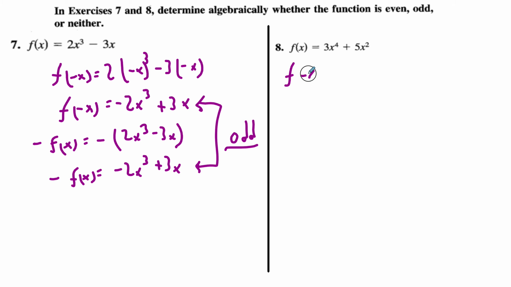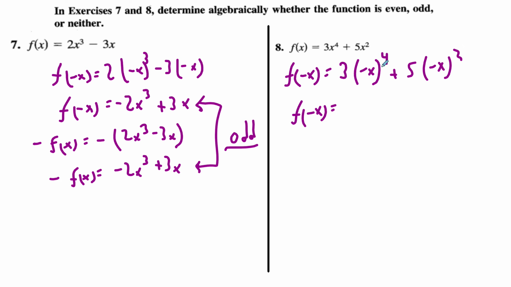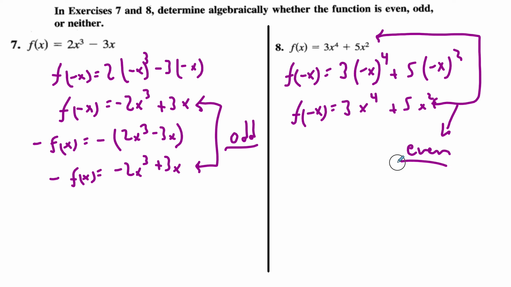Same here. Always start with f of negative x. So it turns out in this case, when I raise anything to the 4th or the 2nd power, it doesn't change it. So it's the same as this. These are the same, so therefore this is even, less work.